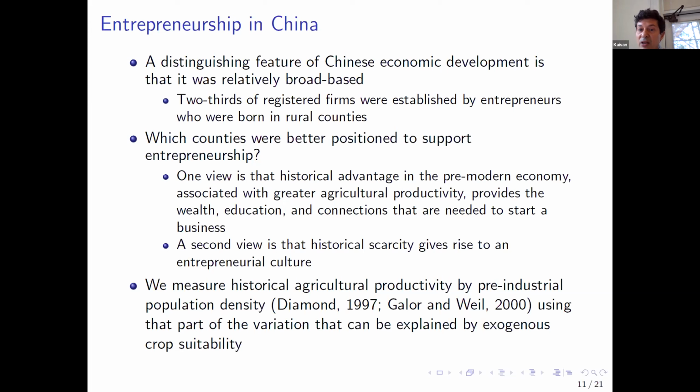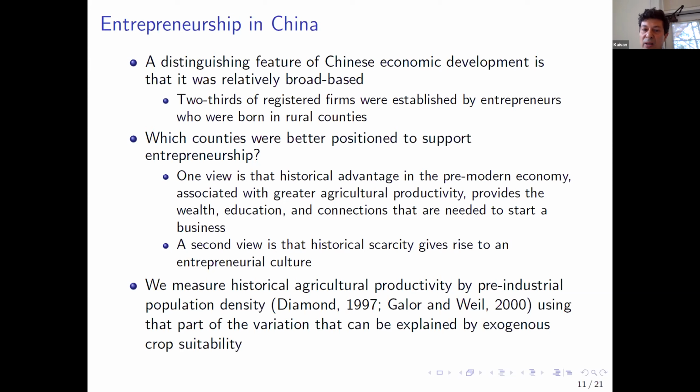A second view would be that historical scarcity gives rise to an entrepreneurial culture. And we're agnostic about this. What we want to do is to just see what it is in China. And so the way that we measure historical agricultural productivity is by using pre-industrial population density, measured in 1982, prior to privatization in the 1990s.